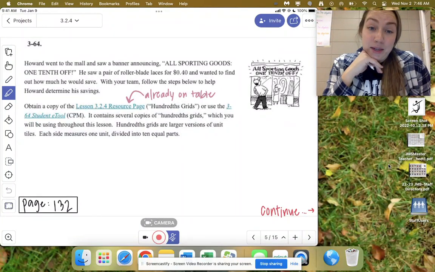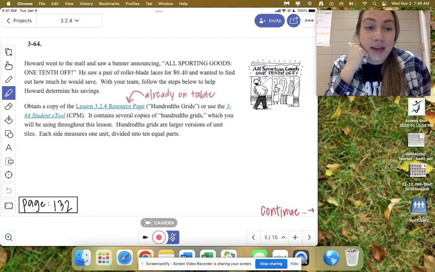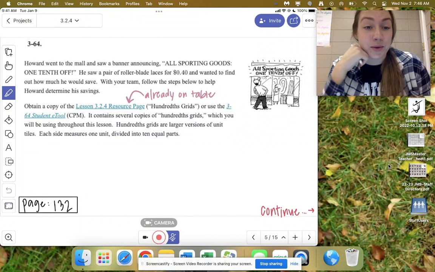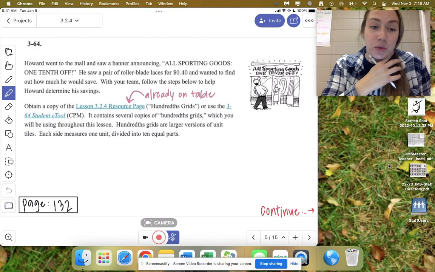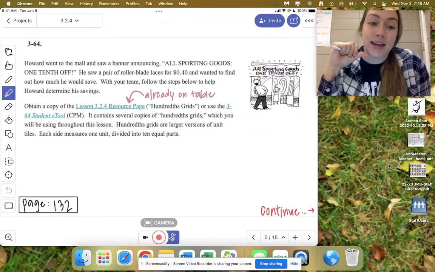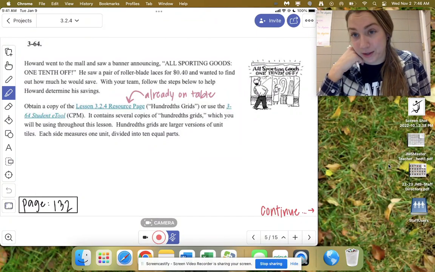So it says get a copy of the resource page. Should already be on your table. That's that hundredths grid I was chatting at you about. It says, or you can use this e-tool. So there you go. If you're at home, use the e-tool. It contains several copies of the hundredths grid, which you will be using throughout this lesson. Hundredths grids are larger versions of unit tiles. Each side measures 1 unit divided into 10 equal parts.